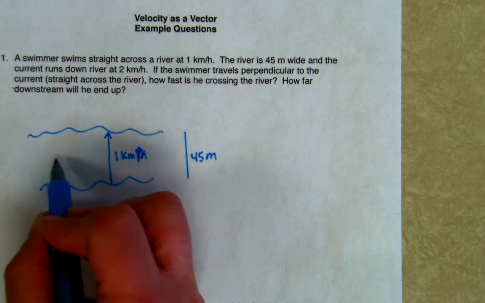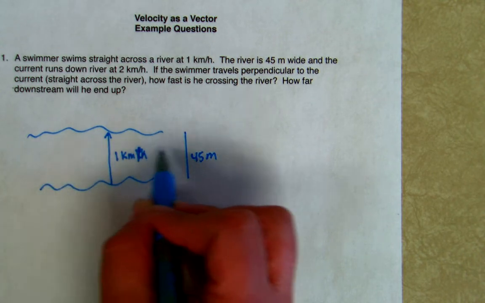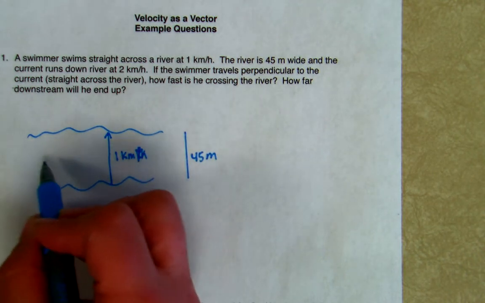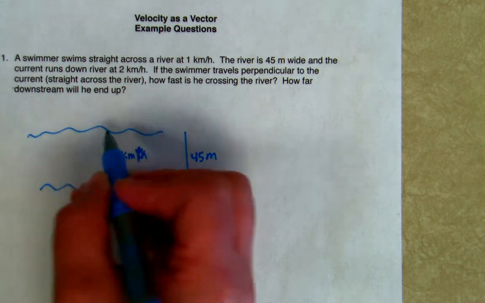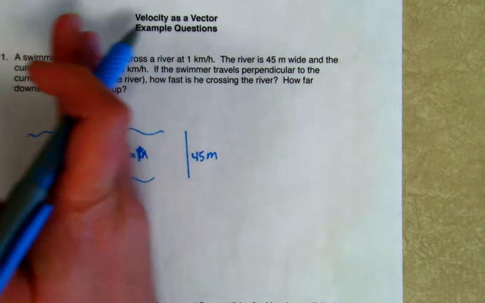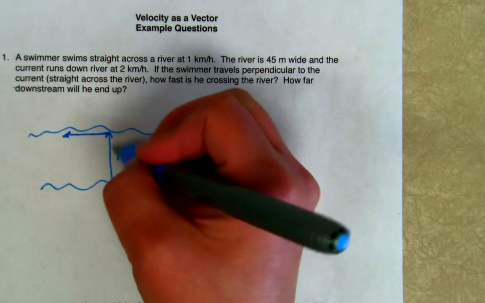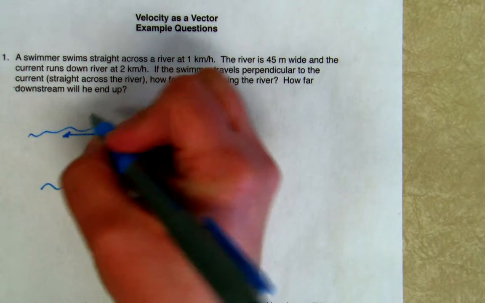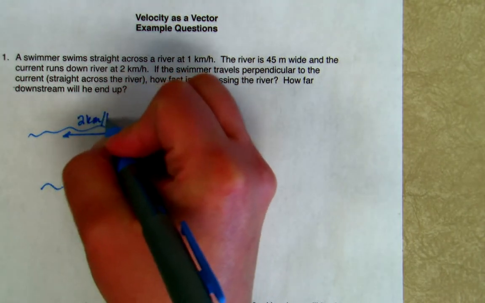Well, down the river just means somewhere in the middle of the river, and it doesn't matter which way you draw it. I'm going to draw it this way, but instead of drawing it in the middle, I'm actually going to draw the current there because the whole current is moving this way. The reason I do that is now I have it tip to tail. So this one is 2 kilometers per hour.